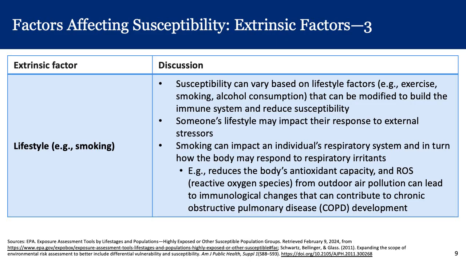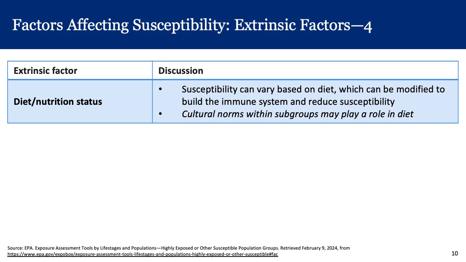Smoking has been shown to reduce the body's antioxidant capacity, and reactive oxygen species from outdoor air pollution can lead to immunological changes that can contribute to chronic obstructive pulmonary disease development. Diet and nutrition status can also play a role on an individual's susceptibility. Susceptibility can vary based on diet that can be modified to build the immune system and reduce susceptibility to environmental exposures. It's important to note that diet may be related to culture and cultural norms within a given subgroup, and this may not be easy to change.